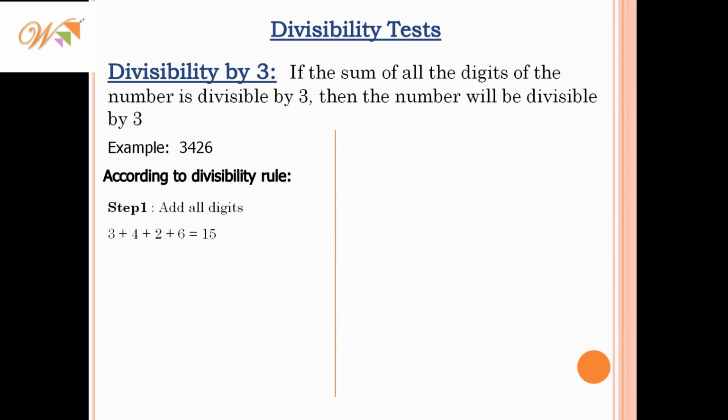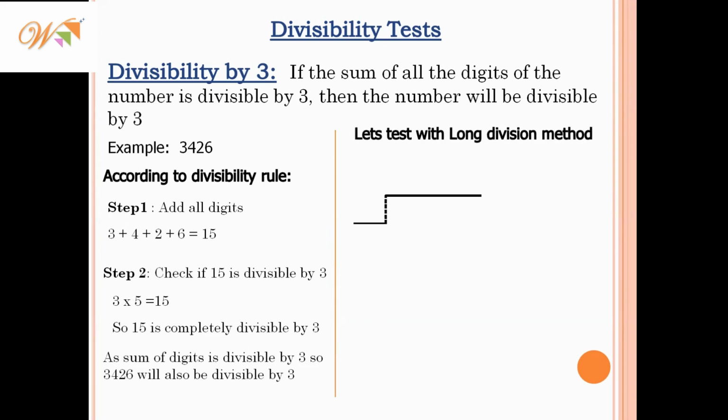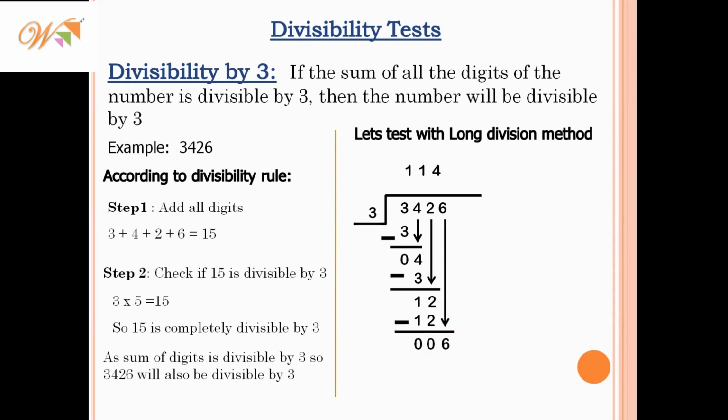So is 15 divisible by 3? Yes, we know 3 times 5 is 15. 15 is completely divisible by 3. So if the sum is divisible by 3, then 3426 will also be divisible by 3. Let's test it with the long division method. So 3 times 1 is 3, subtracted 0, 4 comes down, 3 times 1 is 3 again, remainder is 1, 2 comes down, 3 times 4 is 12, 6 comes down, 3 times 2 is 6, remainder is 0.